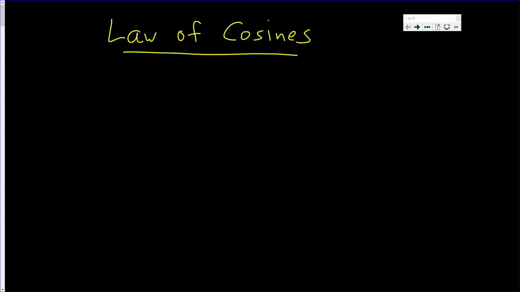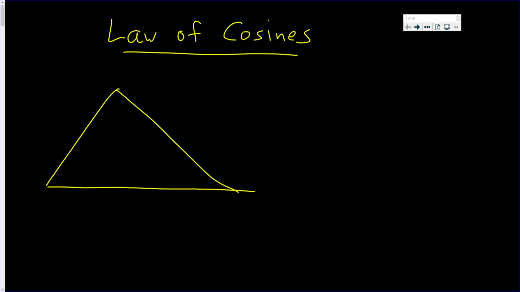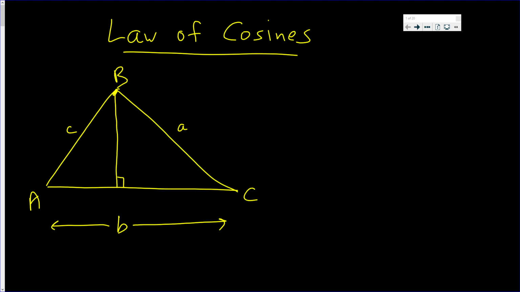Law of Cosines. First thing I think we should do is derive the formula. Suppose we have this triangle. It's labeled A, B, and C. This is little a, this is little b, and the whole bottom is little c. Now, from vertex B, I'm going to drop a perpendicular line. We'll call h the height.